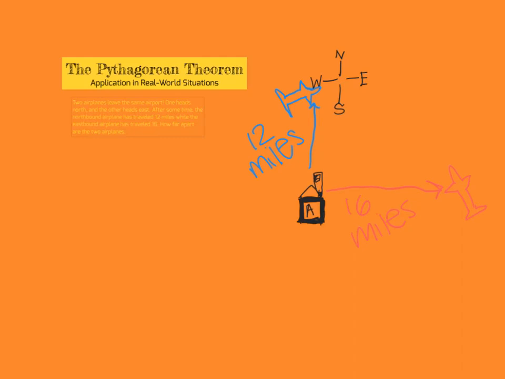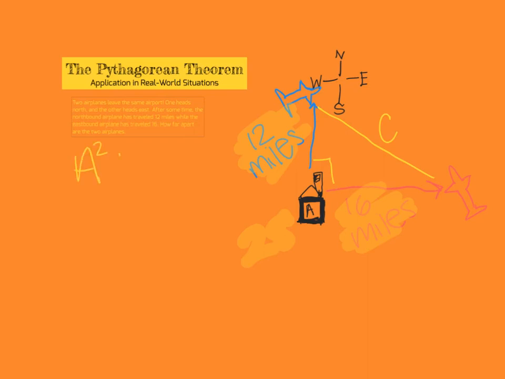So they want to know, well, how far are those two planes from each other? Now, you might be so inclined to say, oh, I know this. This is so easy. 12 miles plus 16 miles is 28 miles. They're 28 miles away from each other, but you'd be wrong. We know that if you have a situation like this, where there's a right angle involved, you can use the Pythagorean theorem to help you figure out the distance between two points. So we know that the blue plane is 12 miles away. We know that the pink red plane is 16 miles away. And now we can plug this into the equation.